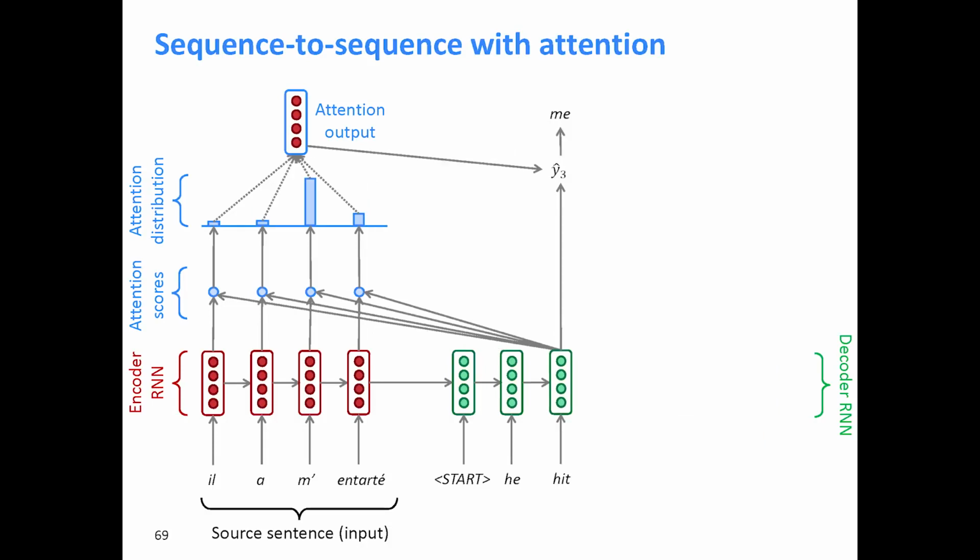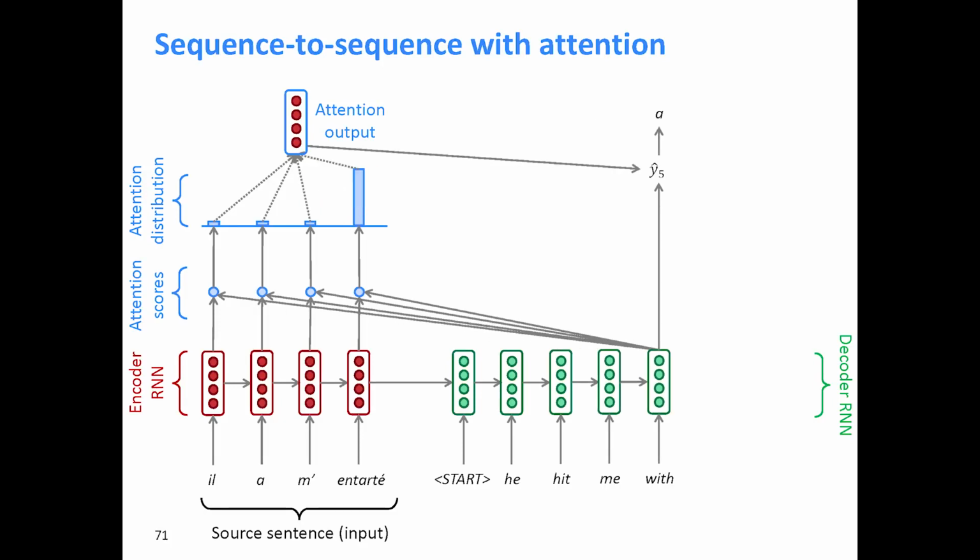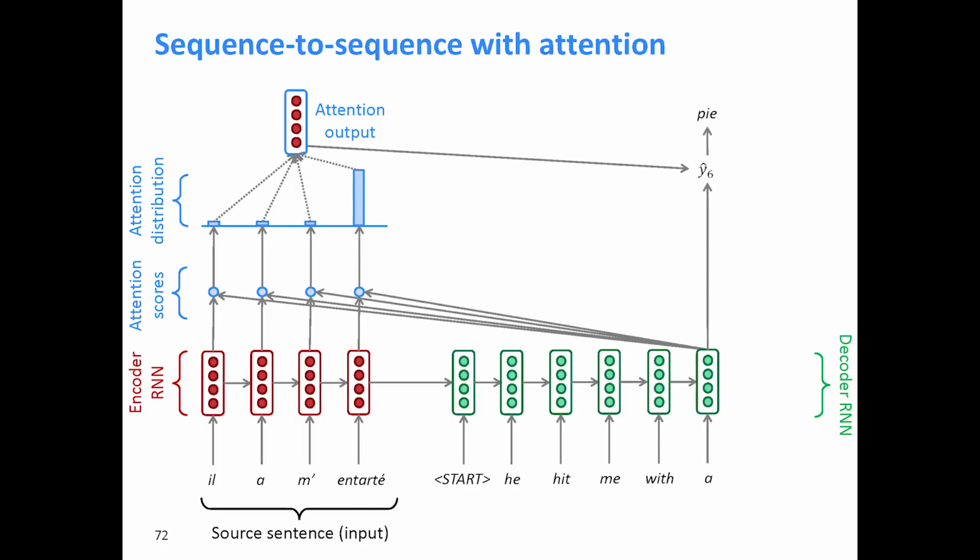Okay, so the idea is that you just do this attention computation on every step, and on each step you're going to be attending to different things. So in our example, on this third step, we look at "m'", which means "me", when we produce "me", and then on the last three, we're probably mostly just going to be looking at this fertile word "entassé" to produce "hit me with a pie". I'm going to keep going because we don't have a lot of time.